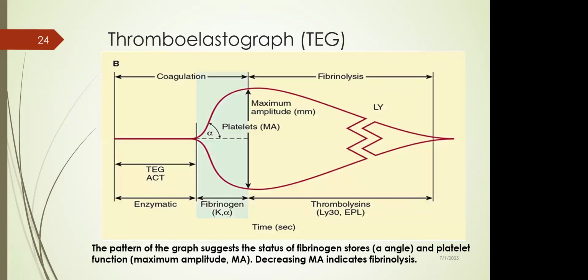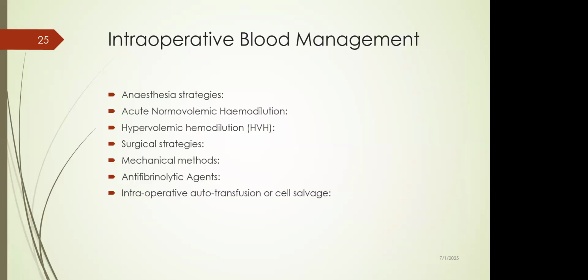Now, this is a diagrammatic representation of thromboelastogram, which shows the pattern of how it starts, and then the maximum amplitude, and then before lysis starts to occur. Any abnormality within these references will indicate that, yes, the patient will likely have bleeding problem intra-op. Now, in the intra-op period, we'll also consider strategies for anesthesia.